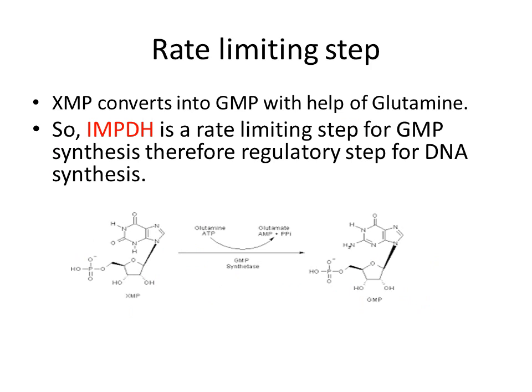Further, we talk about the rate limiting step. XMP will convert into GMP with the help of glutamine. So IMPDH is the rate limiting step for GMP synthesis, and therefore a regulatory step for DNA synthesis. If we don't have enough guanine, then we cannot make DNA.